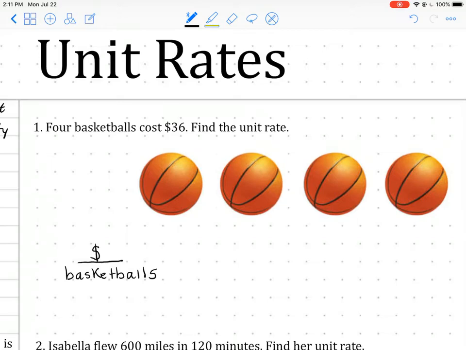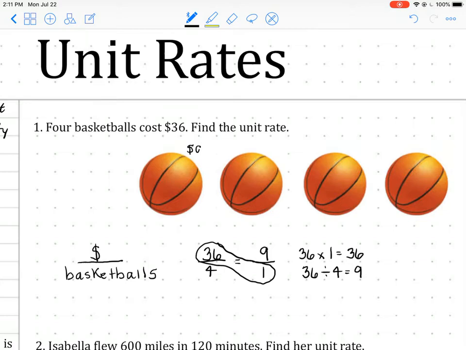So the first thing we do is set up our known ratio, which is $36 will buy 4 basketballs. That is not a unit rate. A unit rate must have a 1 on the bottom. Now, there are a couple of ways you can do this. You could solve the proportion, which we've done in previous lessons, where you would say 36 times 1 is 36. And 36 divided by 4 is 9. So $9 for one basketball. So this one would be $9, this one would be $9, this one would be 9, and this one would be 9. Those are the units in this problem. So a unit rate is the amount for one item.